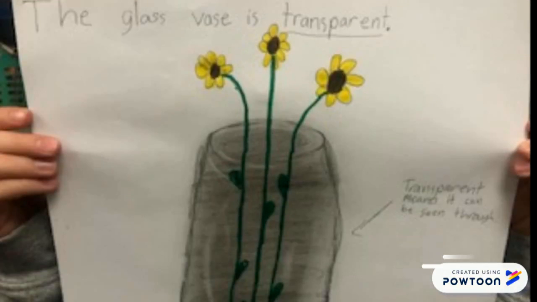Transparent means it can be seen through something. A glass face is transparent.